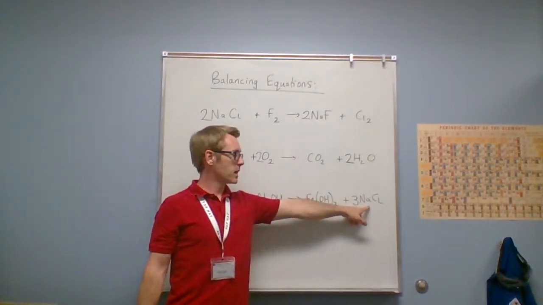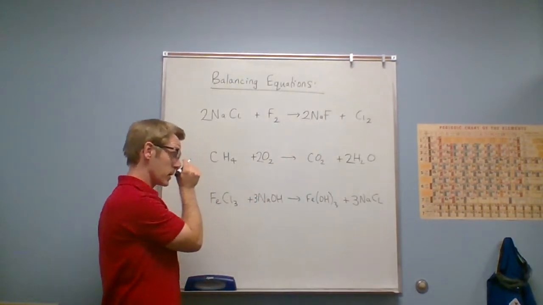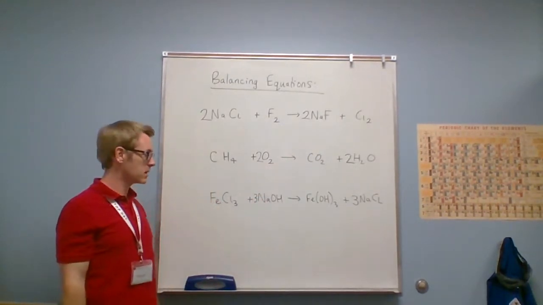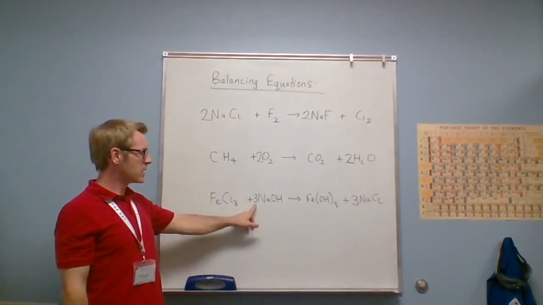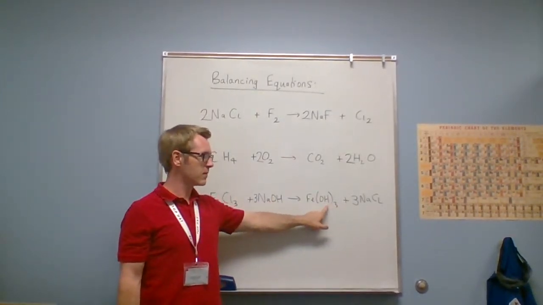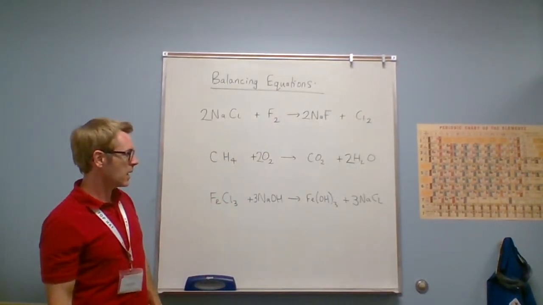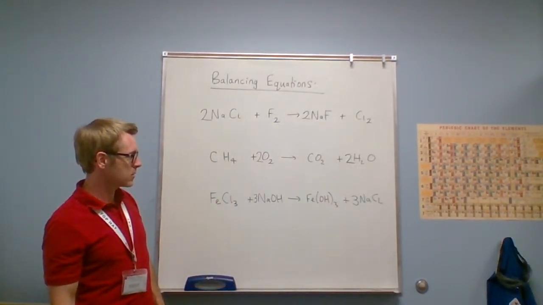This 3 multiplies the sodium, so I'd have to come back and put a 3 here. So I now have 3 sodium on either side. This 3 also multiplies OH, but that's fine because I have 3 OH as a product over here. And that looks balanced also.